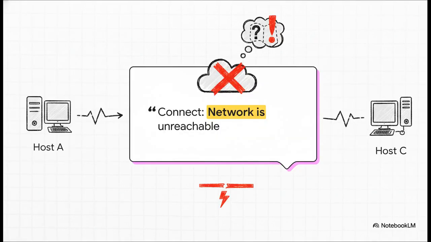All right, so we hop on host A and we try to ping host C, and we get this: Network is unreachable. Now, this is a really critical error message to understand. It doesn't mean the other computer is turned off. It means host A is basically saying, I don't even know where to begin to send this. The destination isn't on my street, and I have no instructions for how to get there.